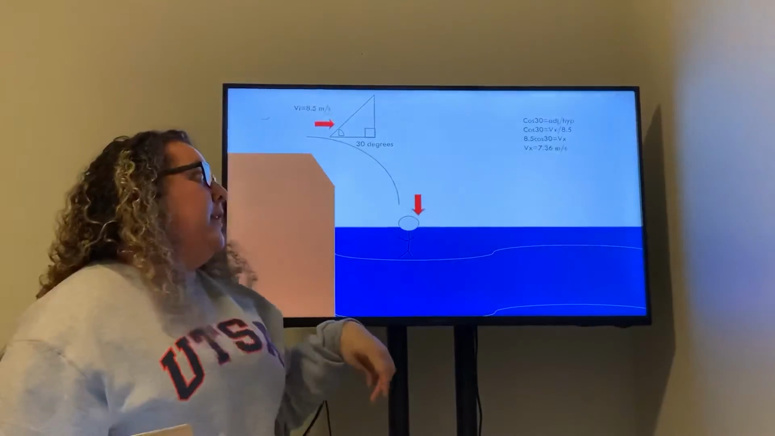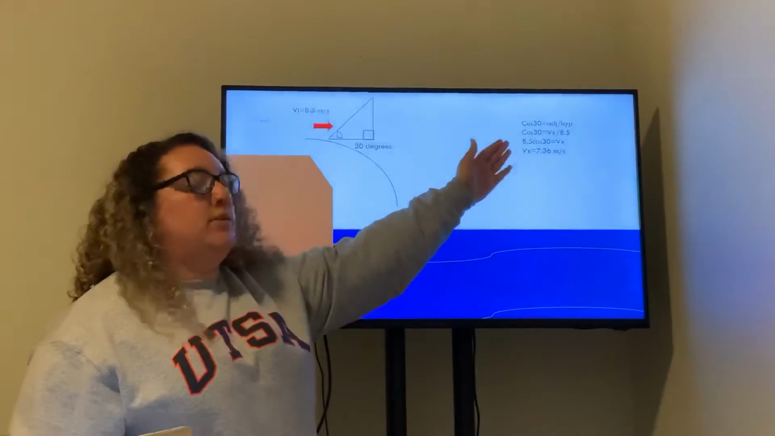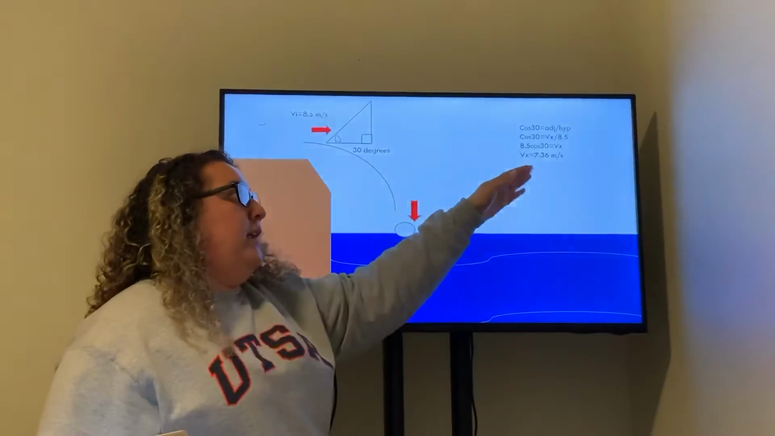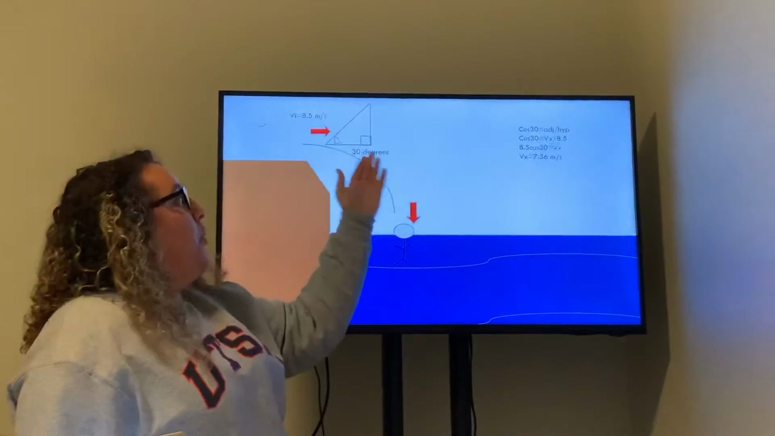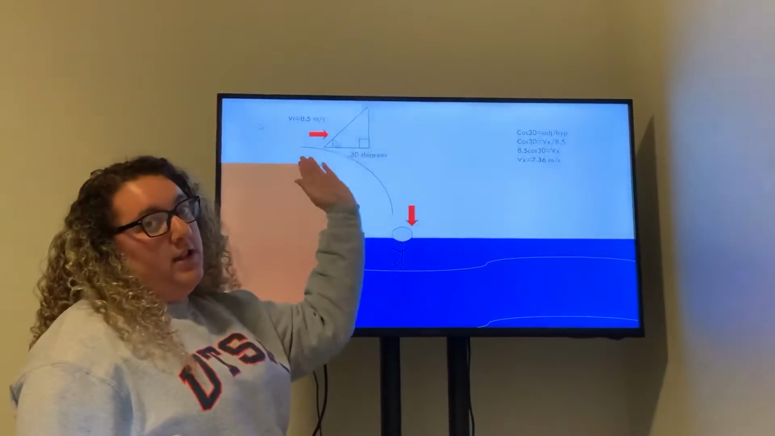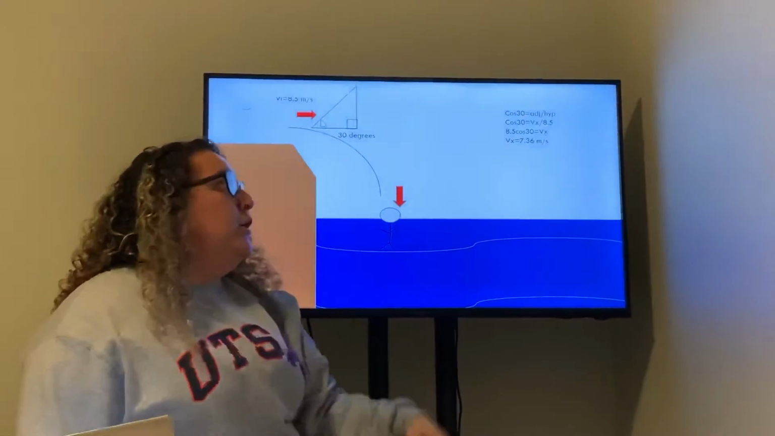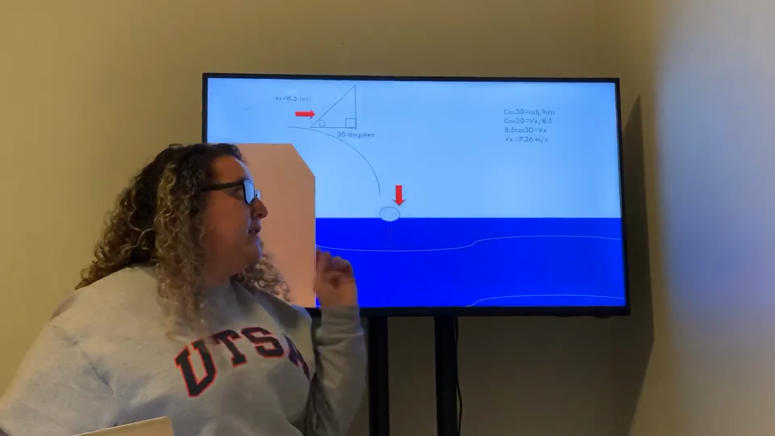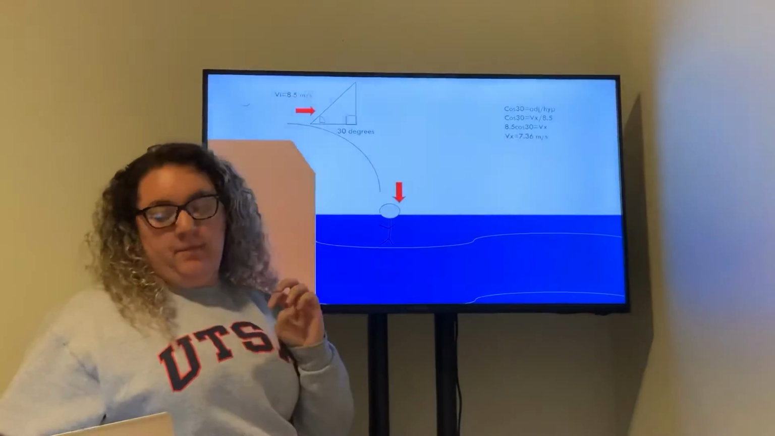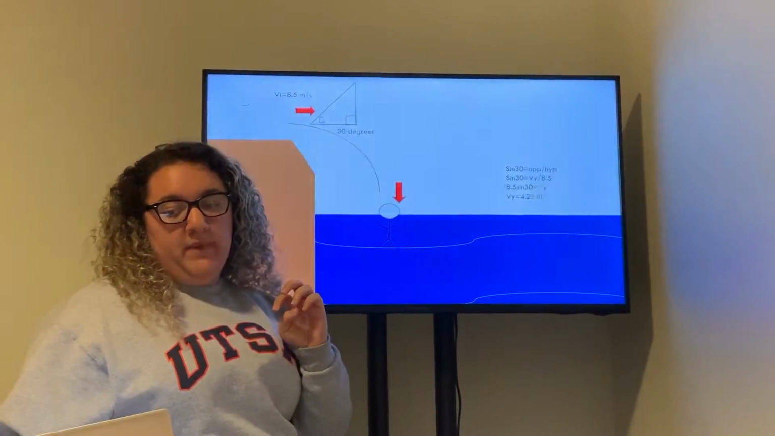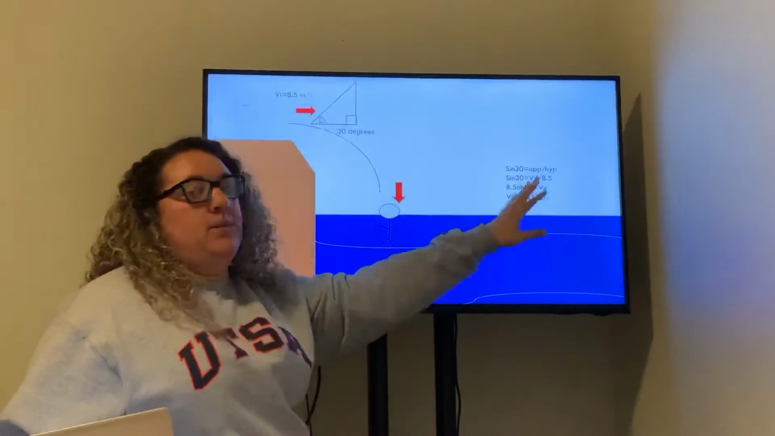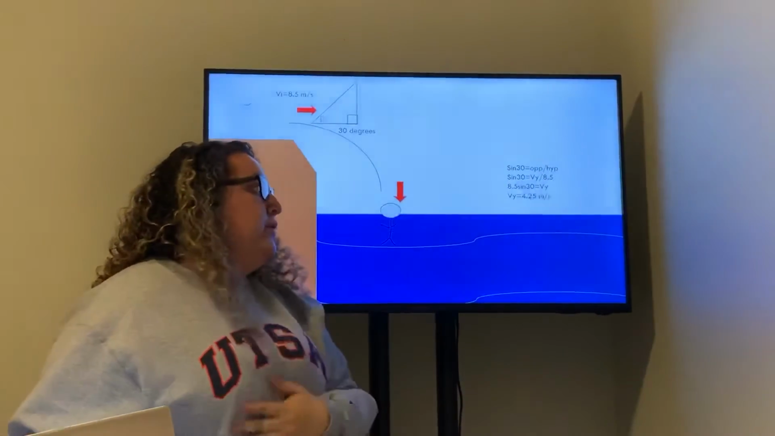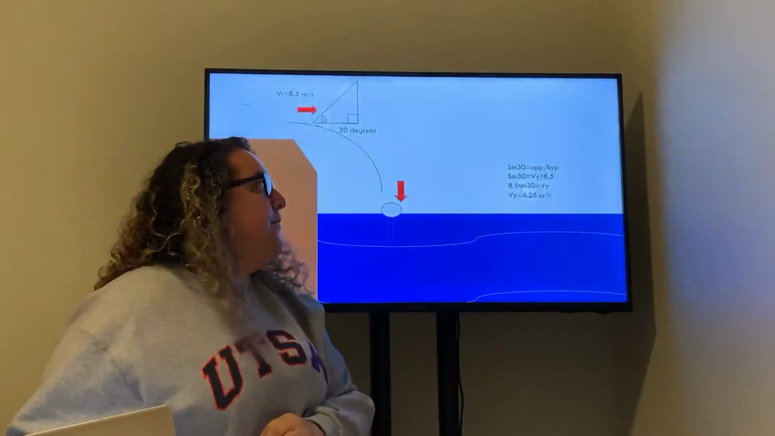To do that, we do cosine of 30 because that's the angle we're given, and adjacent because we're trying to find the adjacent side to the angle. Once you calculate that, you get that our x is 7.36 meters per second. Now for our y, you do the same thing but with sine. And that gives you 4.25 meters per second.